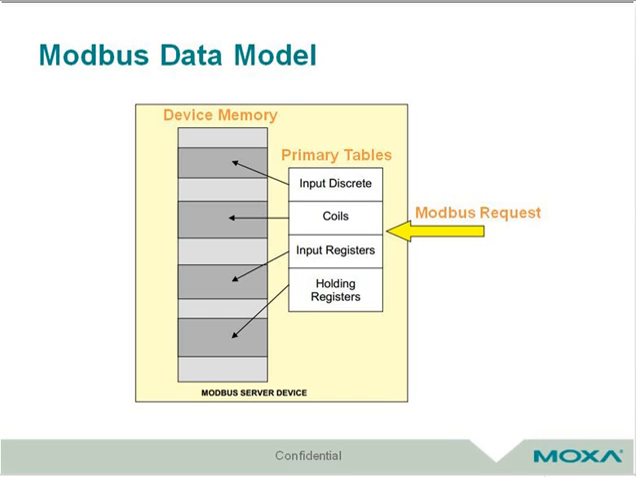The function code will tell it how to read or write to its internal memory by the primary tables, which I will introduce later. And the next step is to find where it should start to read or write. After that, it will generate the response, and if the request is read, the response will include the data from memory. And if it's write, the response will report how much data has been written to the device.